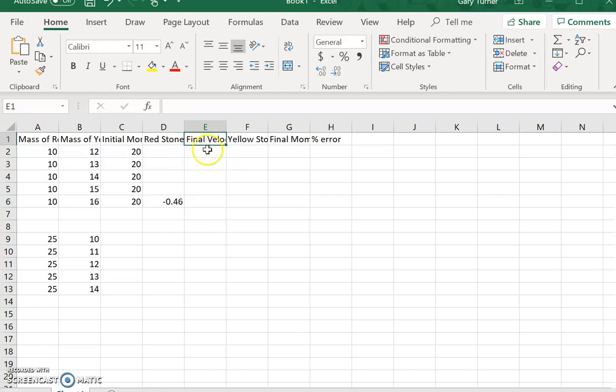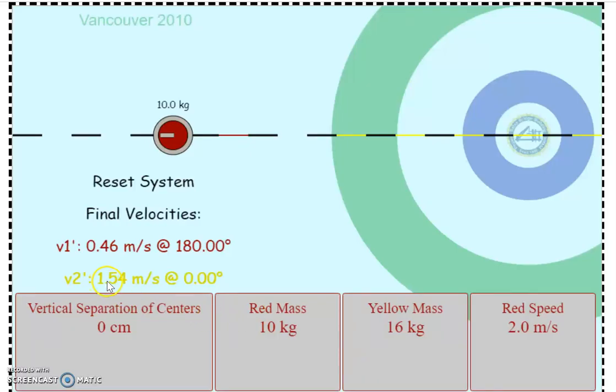Oops, hang on. Let me do this. There we go. I didn't actually fill in a cell that I thought I had. So we're going to look at the yellow stone final velocity, and it was 1.54.